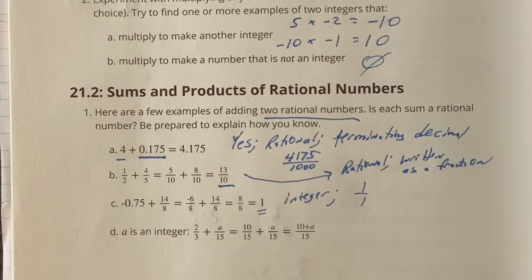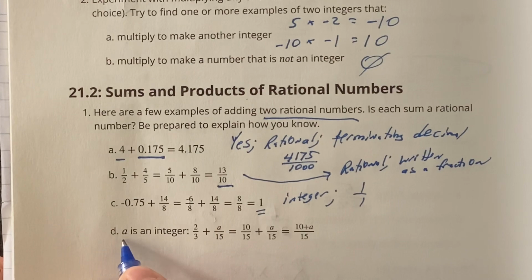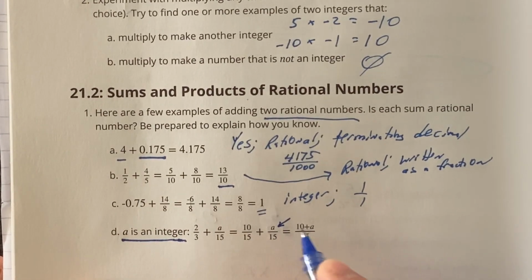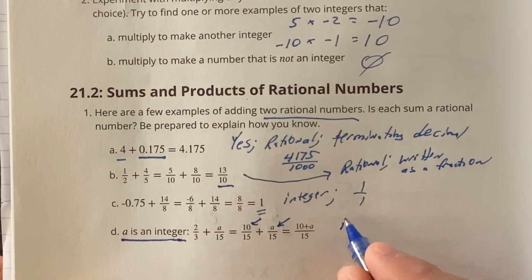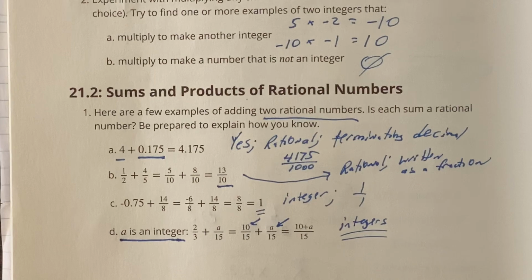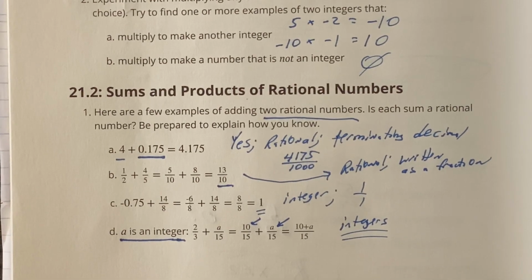And how about D? The trick is this statement right here. As long as A is an integer, that means you're adding two integers. Your answer would have to be as well. If it didn't say that, then A could be like the square root of 2 or something, and that would change it. But it says A is an integer, so that one has to be rational as well for that reason.